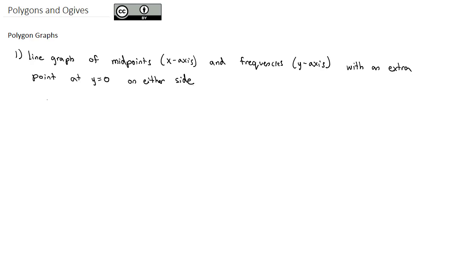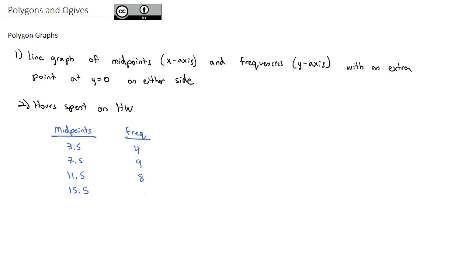So for example, we talked about the hours spent on homework in a previous video. And when we did that, we found there were several midpoints on our graph. The midpoints we found were 3.5, 7.5, 11.5, and 15.5. And the frequencies we found were 4, 9, 8, and 1. We're going to graph these midpoints and frequencies onto our polygon graph.